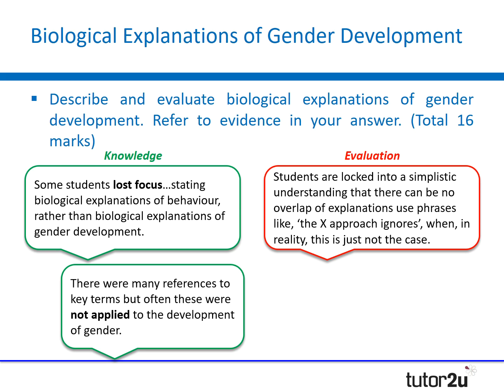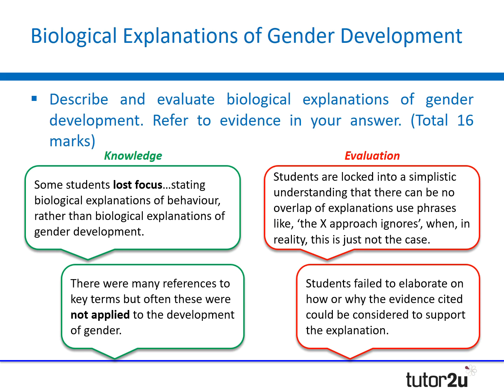In terms of the evaluation, in this topic in particular, students are often locked into a very simplistic understanding that the explanations don't overlap. They'll often say the biological approach ignores, or the social approach ignores, when actually most of the approaches in gender do acknowledge the other areas of the specification. So students really need to be thinking in a more interactionist way when it comes to the gender topic. On top of that, as always, students failed to elaborate on how or why the evidence they used could support a particular biological explanation.